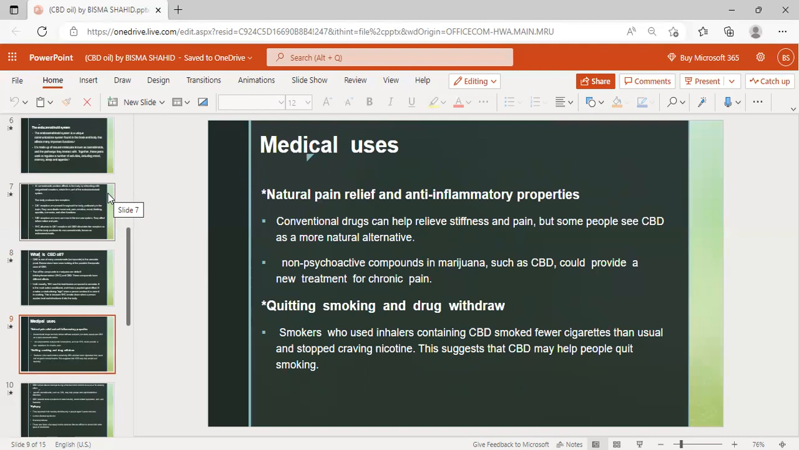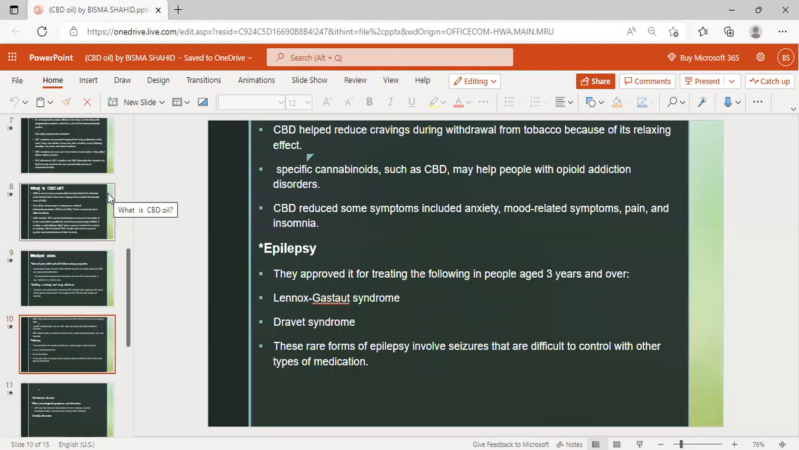Quitting smoking and drug withdrawal. Smokers who used inhalers containing CBD smoked fewer cigarettes than usual and stopped craving nicotine. This suggests that CBD may help people in quitting smoking. CBD helps reduce cravings during withdrawal from tobacco because of its relaxing effect. Specific cannabinoids such as CBD may help people with opioid addiction disorders. CBD reduces some symptoms including anxiety, mood-related symptoms, pain, and insomnia.